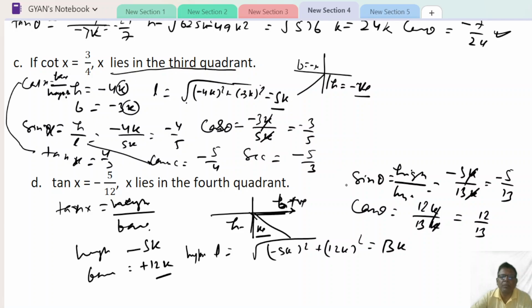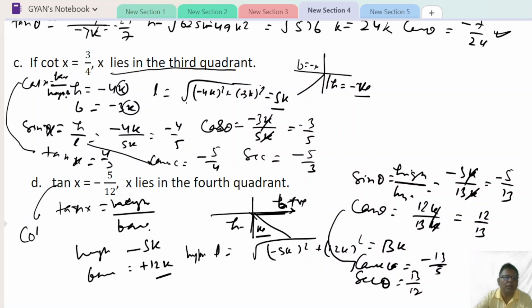So cos theta becomes 12 by 13. The reciprocal of sin theta is cosec theta, so cosec theta is equal to minus 13 by 5. The reciprocal of cos theta is sec theta, so sec theta is equal to 13 by 12. Then the reciprocal of tan theta is cot theta, so cot theta is equal to minus 12 by 5. So this is the answer.